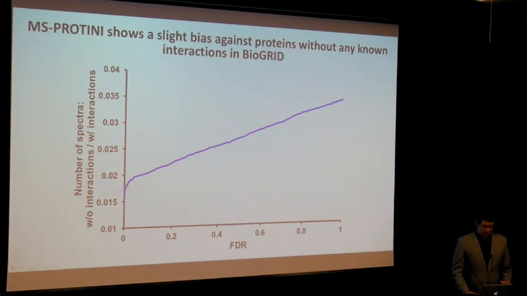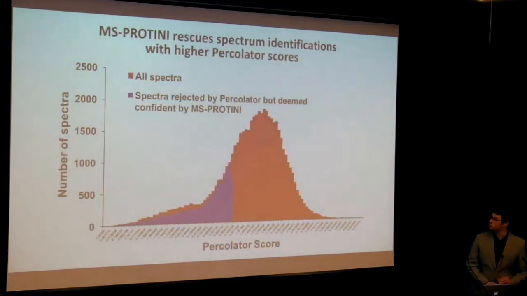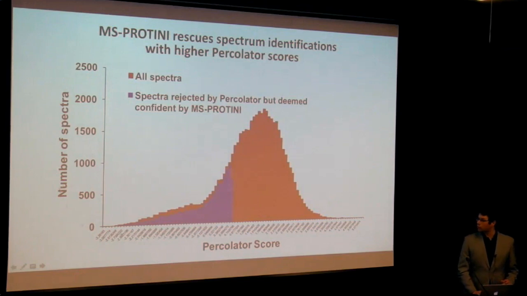Now, the other thing that we were really interested in seeing was where our gains against Percolator were. What kind of Percolator hits were we rescuing that it was rejecting? So we looked at the distribution of confidence scores from Percolator, the full set of scores that were outputted by Percolator. You see here where the purple distribution starts, which might not be easy to see with the lights, but this line right here is where these scores were rejected by Percolator. They were deemed non-confident. What we wanted to see is, among those, what proportion was rescued by our tool, MS Proteini?